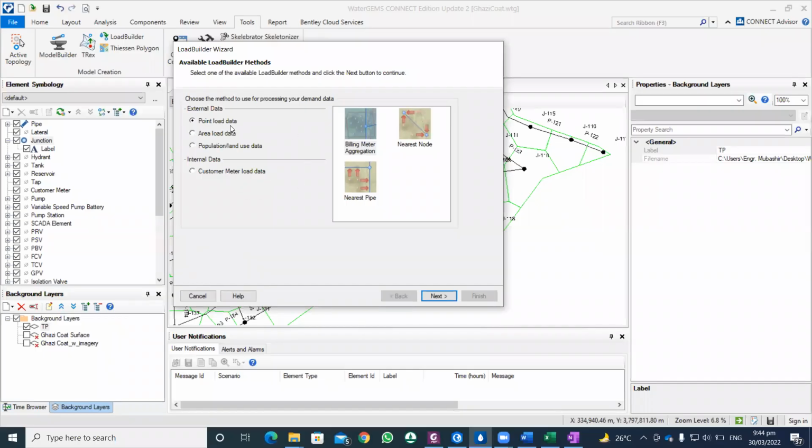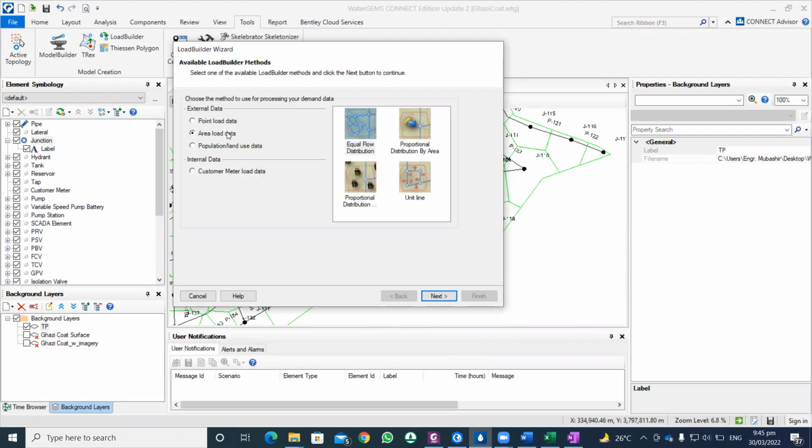Point load data, basically, for example, if you have billing data or meter data in a shape file, you can use billing meter aggregation and nearest node, nearest pipe method. You can assign that meter data to each node. So here that data is not available with me. But if you have meter data in a shape file, then you can easily assign demands by using that meter data in the form of a shape file in order to get the demand for each junction.